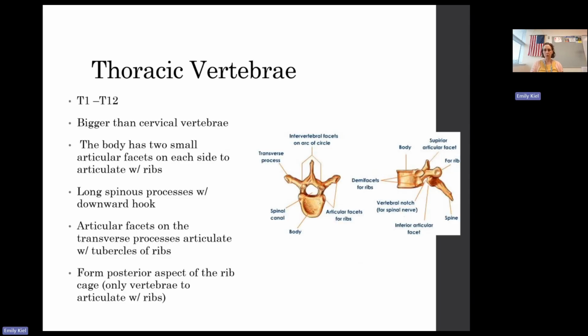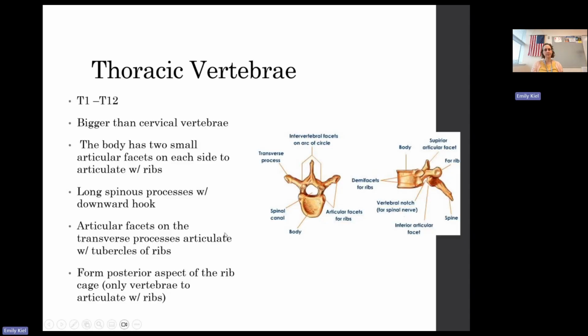Thoracic vertebrae, there's 12 of them, and they are bigger than the cervical vertebrae. So the body has two little articular facets on each side for the ribs. So we don't have ribs in the cervical spine. We don't have those facets there. And then the spinous process is really long, and hooks downwards. So if your spinous process is not protruding straight posterior, it may be a little more likely to be thoracic.